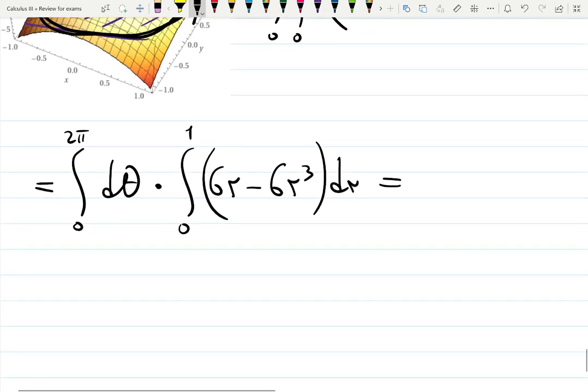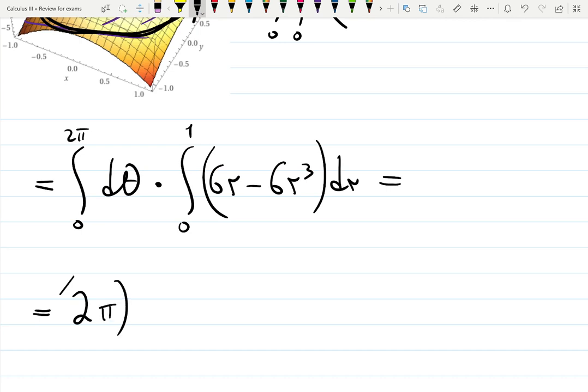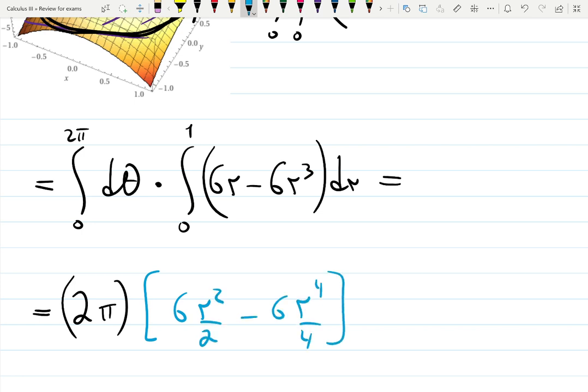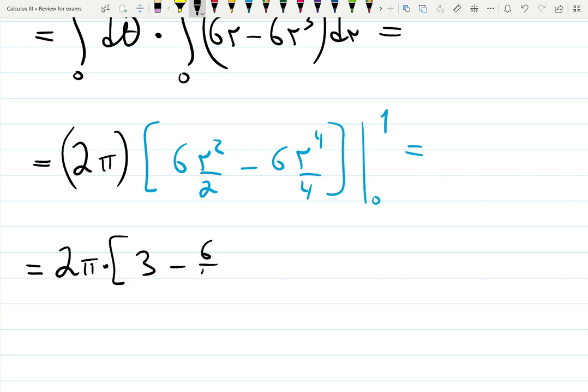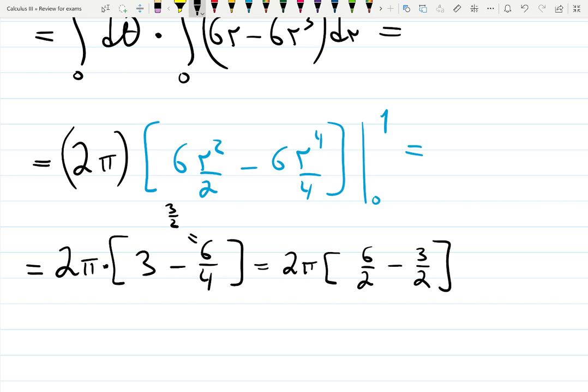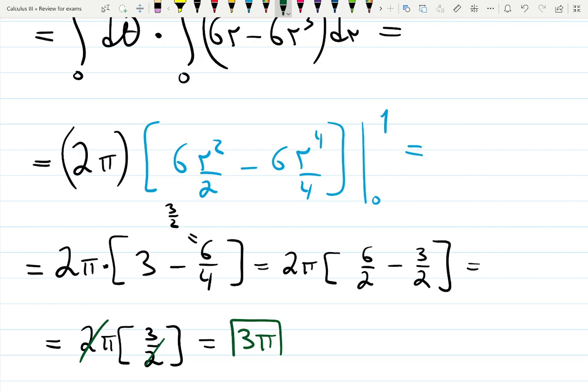That is a property of integrals. Check some previous notes you have. The first answer is just 2 pi. The second one you actually have to integrate. It's going to be 6r squared over 2 minus 6r to the 4 over 4, evaluated from 0 to 1. Numbers are very nice, so we can plug in really fast. It's going to be 2 pi multiplied by 6 over 2 times 1, that is 3, minus 6 over 4, that is 3 halves. So 3 minus 3 halves is 6 halves minus 3 halves. That is just 3 halves. So 2 pi multiplied by 3 halves. The 2 and the 1 half cancel out, and we end up with just 3 pi as the final answer.